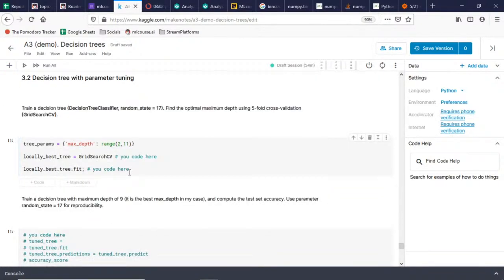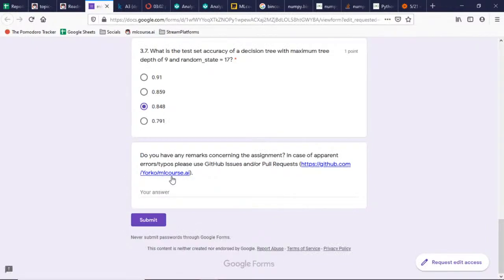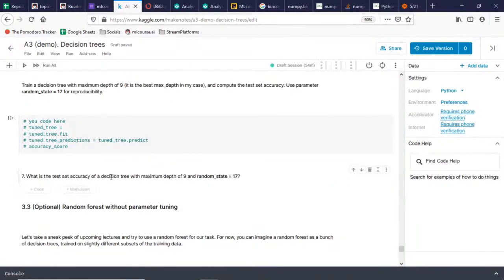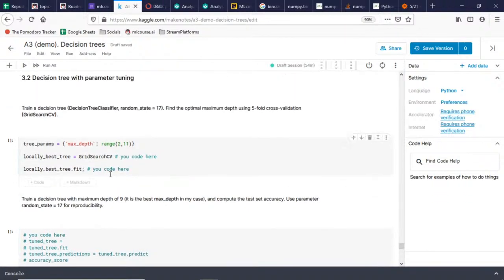So yeah, and the last thing that I think is not mentioned here, but okay: train a decision tree classifier with a random state and find the optimal maximum depth using 5-fold cross validation. Okay, so they did something close on the lecture, so I will try to repeat it.